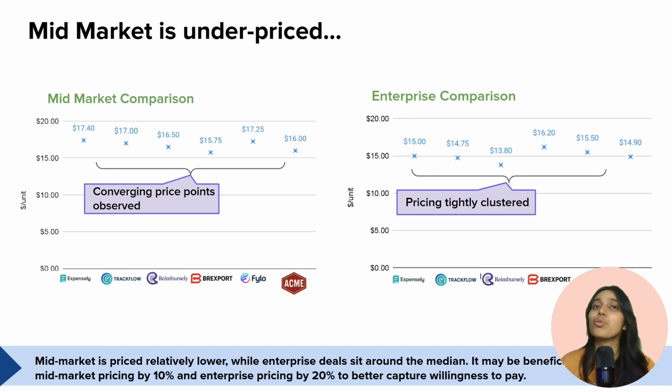Next, we also do a comparative analysis and show you how your price points are placed within the industry ranges. As you can see, the price points are converging and very tightly clustered. So what we recommended them was that they could increase their mid-market price point by 10% and enterprise price point by 20% and still be within the industry average, but doing more revenue and higher ARR.